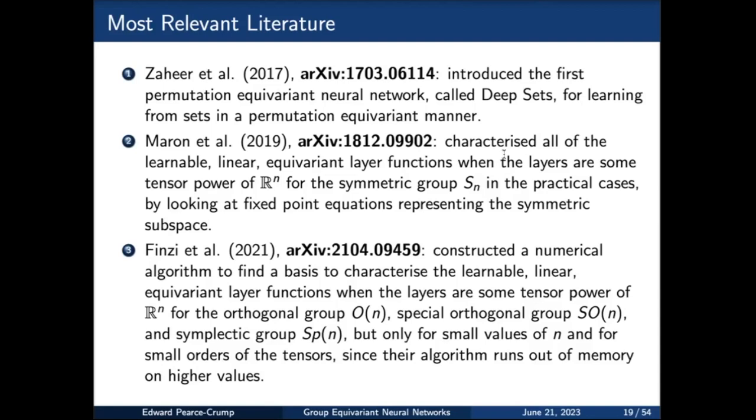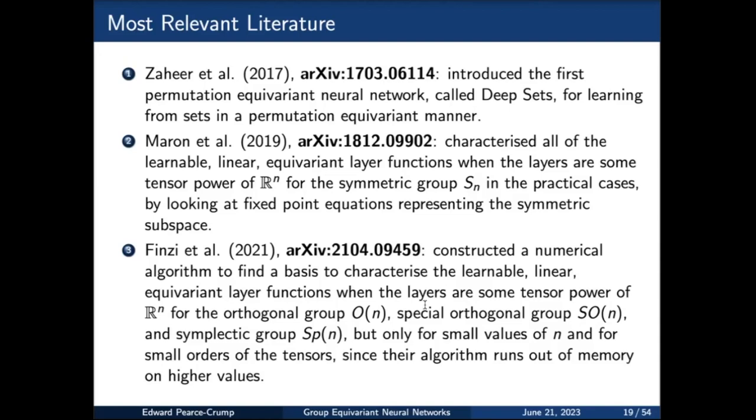Specifically, the condition is N is greater than or equal to K plus L. And they did this by effectively using some nice vector tricks, I would say, to solve the symmetric subspace. They find a basis for the symmetric subspace. And then finally we had Finzi and collaborators, who found a basis for three groups, the orthogonal group, the special orthogonal group, and the symplectic group, for these learnable linear layers.